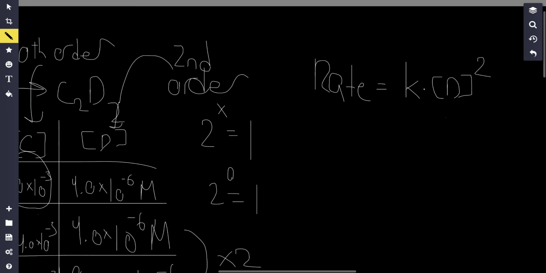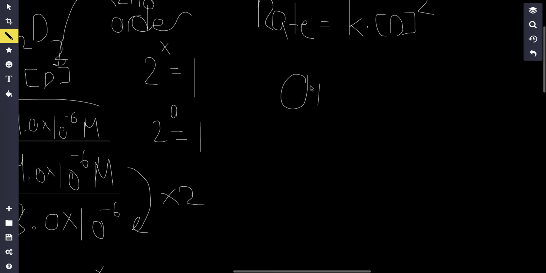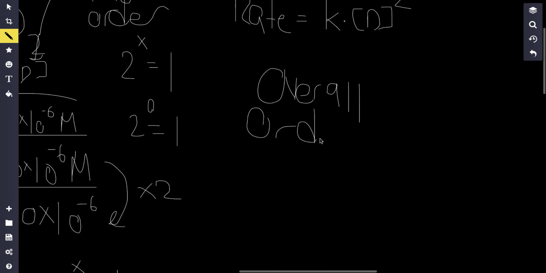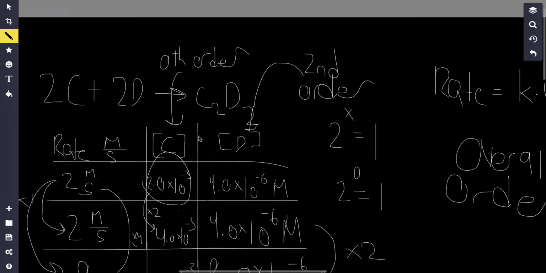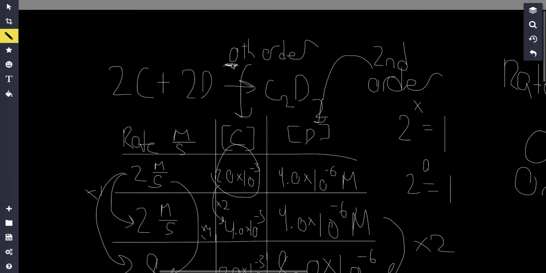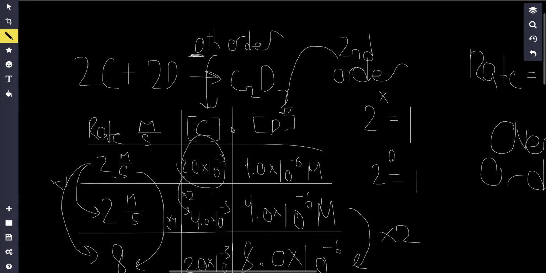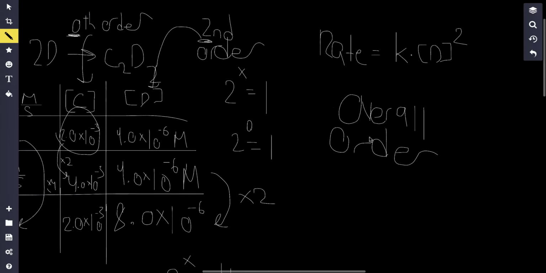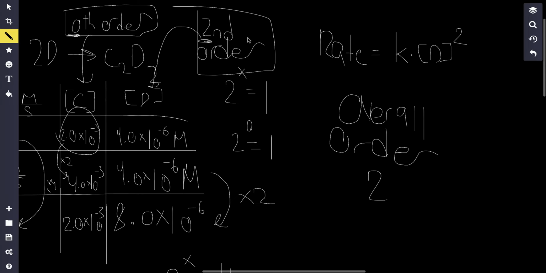Now the overall order of the reaction. So notice how we said that this reaction is 0th order with respect to the concentration of C, and we said this reaction is second order with respect to the concentration of D. So you would say that the overall order of this reaction is just going to be 2. Right? The overall order for a reaction is just going to be the sum of the orders of the concentrations that you found, the concentration orders.